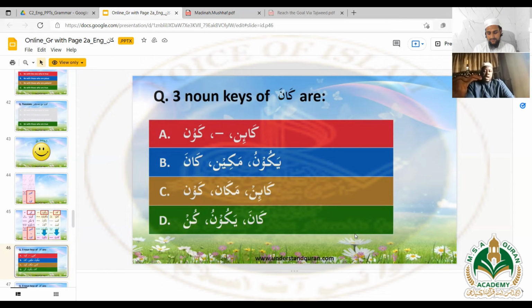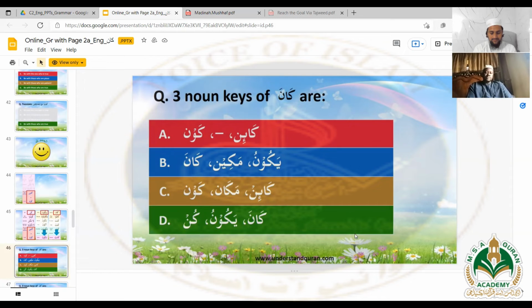Kain, kana. Yakuna, makin, kana. You have 3 seconds, 3 count. Yeah, A. One more attempt. You have one more attempt. A, there are just 2, not 3. Okay. So yakunu, makinu, kana.